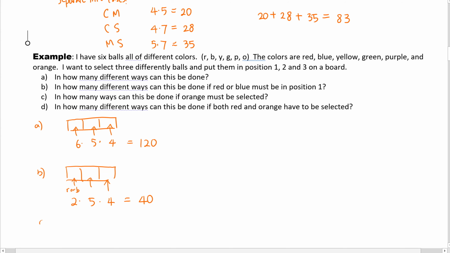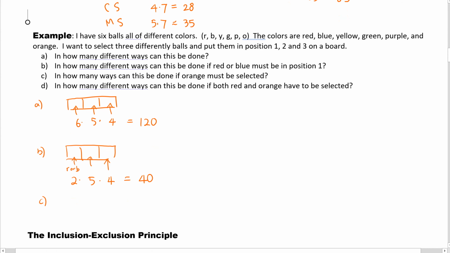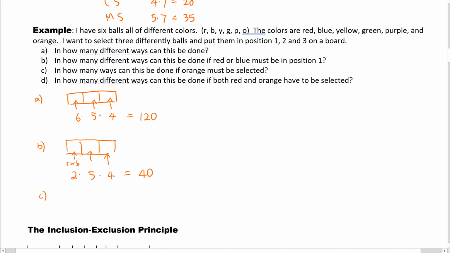Part C. In how many ways can this be done if orange must be selected? Okay, so orange must be selected, but we have 3 positions. Which position do we mean, right? Is it in position 1 or in position 2 or in position 3? That's why we need to separate into steps. So if the problem is more complicated, it's better to separate into steps or separate into cases.